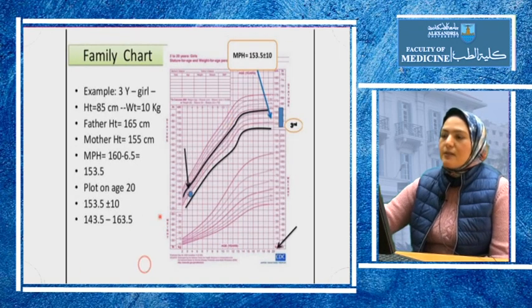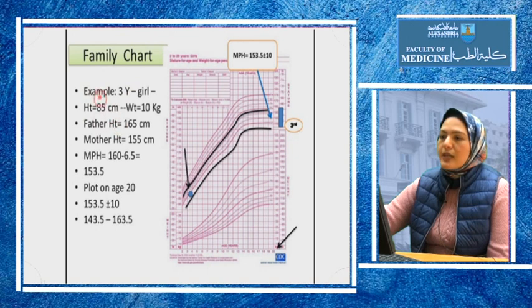Here is an example of a case of short stature. A female patient, 3 years old, her height was 85 and weight 10 kilograms. So we pick the appropriate growth chart for her and we plot the height against the growth chart. Our patient lies below the third percentile.